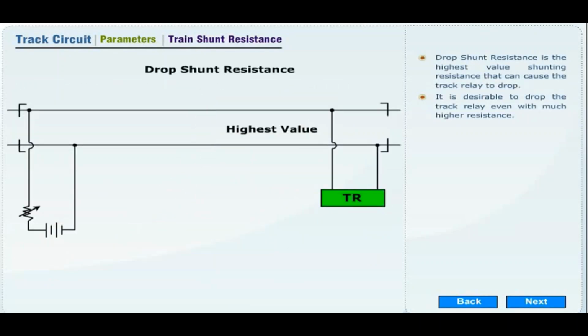Drop shunt resistance. Drop shunt resistance is the highest value shunting resistance that can cause the track relay to drop. It is desirable to drop the track relay even with much higher resistance.